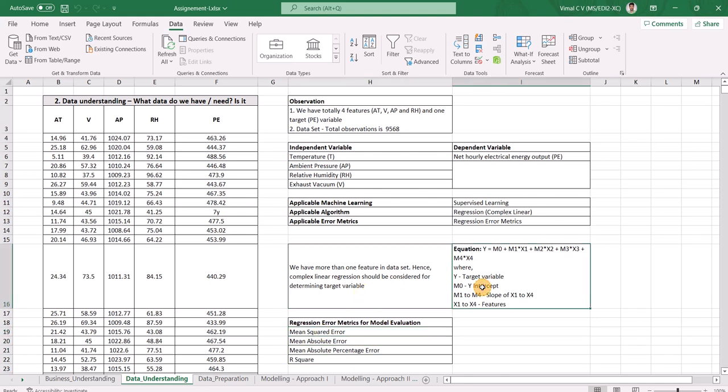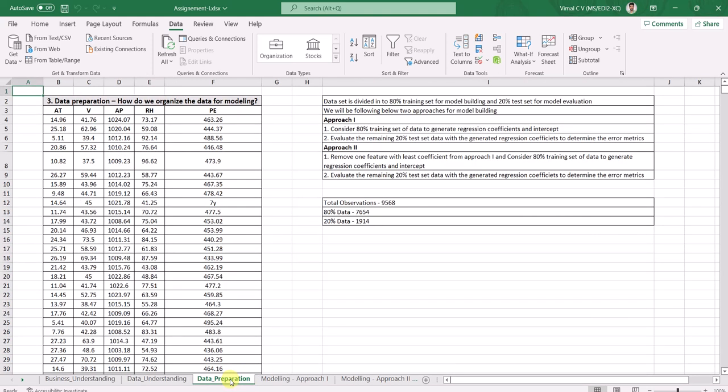For example, to find the predicted target variable, this is the formula. As we have four input variables, the formula is y = m0 + m1 x1 + m2 x2 + m3 x3 + m4 x4. Here y is the target variable, m0 is the y-intercept, m1 to m4 are the slopes of x1 to x4, and x1 to x4 are the features.